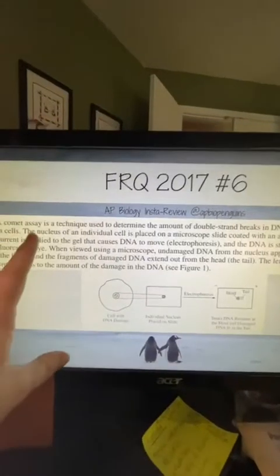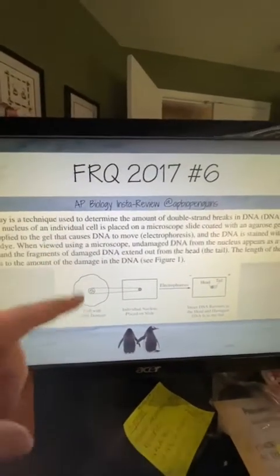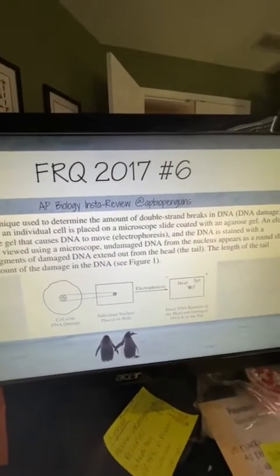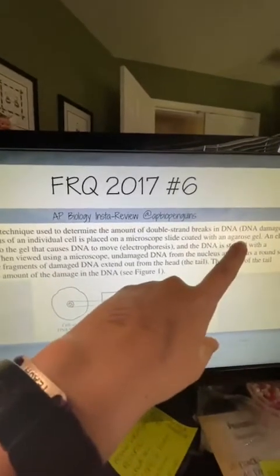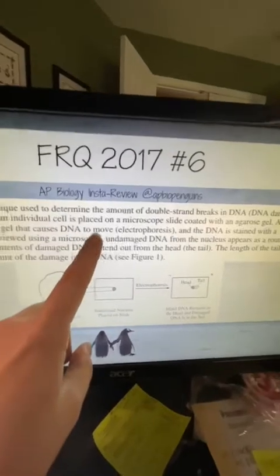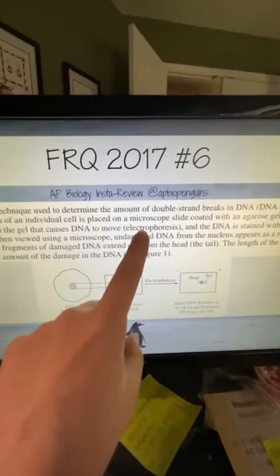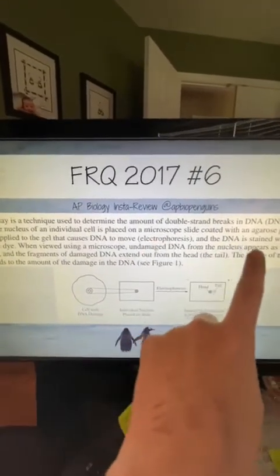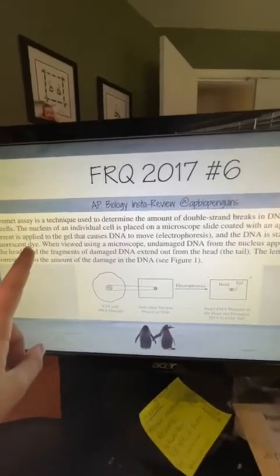So it tells us that there's some damage, right? The nucleus of an individual cell is placed on a microscope slide coated with the agar gel. I've heard of that word before. I use that with gel electrophoresis. Sweet. Okay. An electric current is applied to the gel that causes the DNA to move, called electrophoresis. Oh, yes. This is just like the thing I did in class. And the DNA is stained with a fluorescent dye.